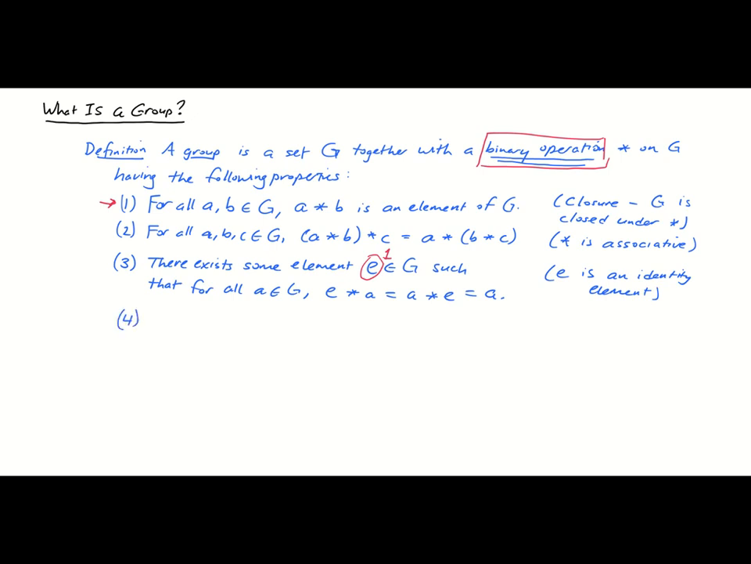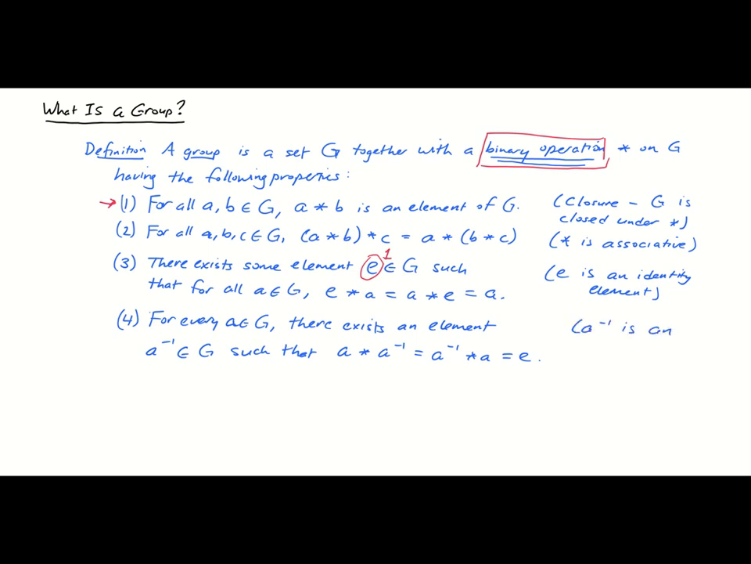All right, and finally, for every element A belonging to G, there exists an element A inverse also belonging to G such that A star A inverse and A inverse star A are both equal to E. And if that's the case, then we say that A inverse is an inverse for A. So here what we're saying is that every element of G has to have an inverse.